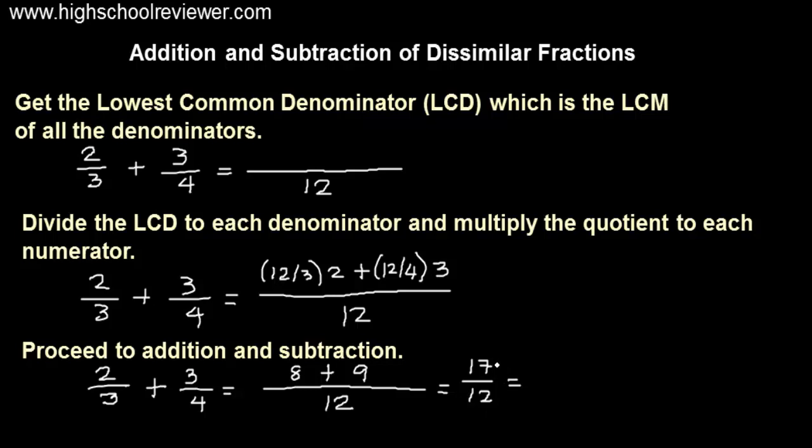So let's get the whole number. 17 divided by 12, the whole number is 1. Copy the denominator, which is 12, and for the numerator, that will be 17 minus the product of the denominator and the whole number, so 1 multiplied by 12, and this will now be 1, and then our denominator is 12. The numerator now will be 17 minus 12, and that will give us 5. Therefore, 2 over 3 plus 3 over 4, we have here 1 and 5 over 12. This is our final answer.